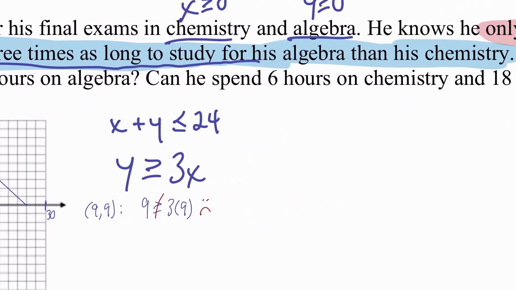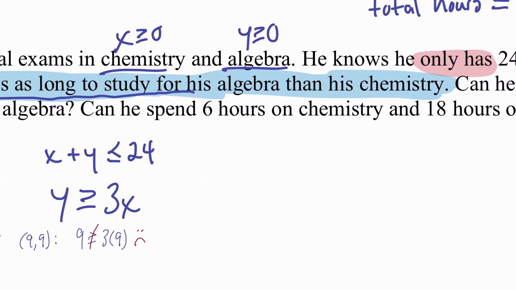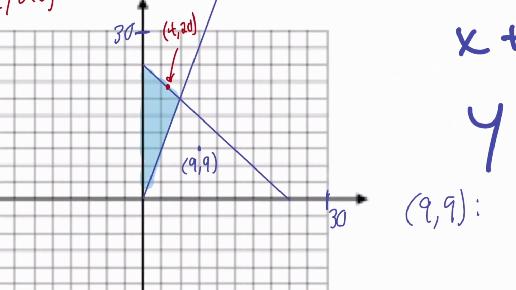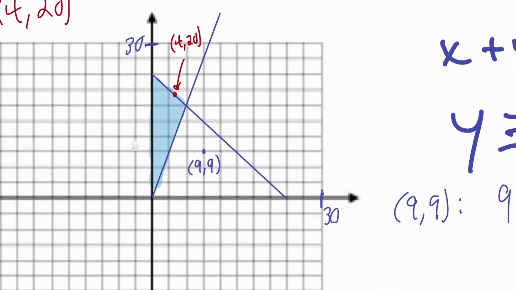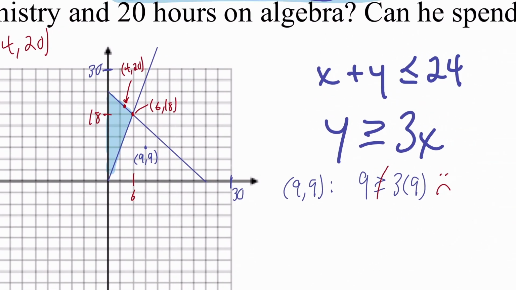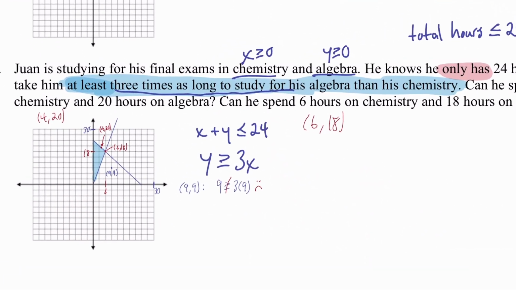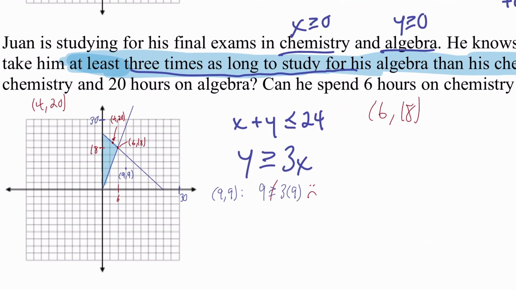And then can he spend 6 hours in chemistry and 18 hours on algebra? So that would be 6, 18. Well, 6 is like right here, right? And 18, right here. Yeah, that would be right on the edge here. So either one of those would work. They're both edge cases, right on the edge of the feasible region, but they both work. So the answer to both is yes.